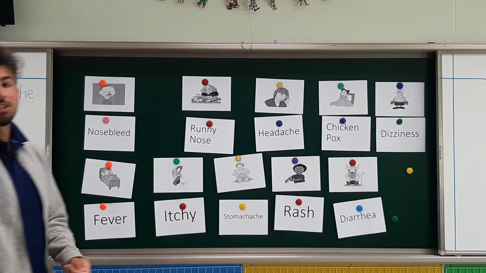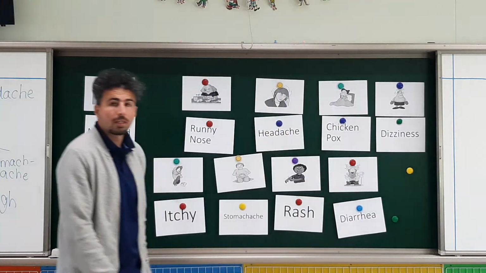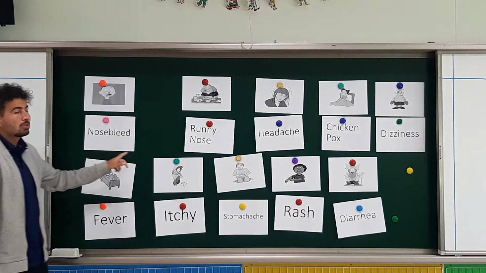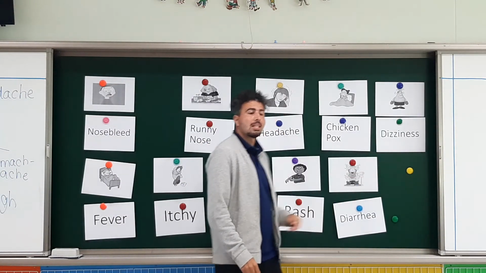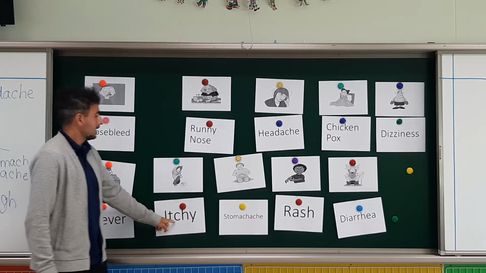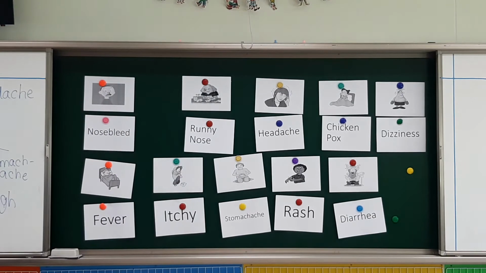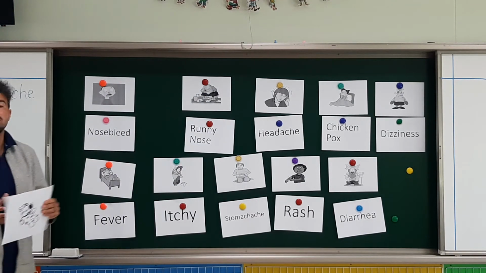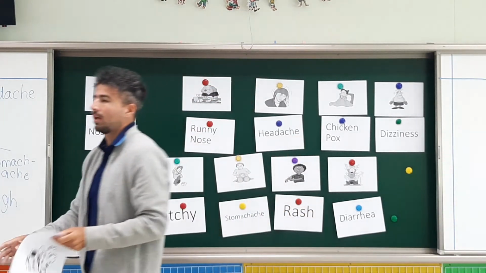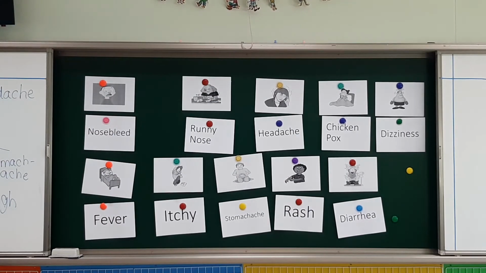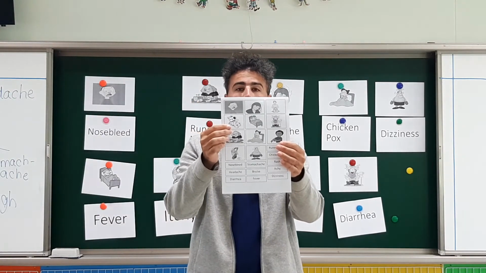So, you should have matched them already. Okay, and here they are on the board again. So, did you get them right? Nosebleed, runny nose, headache, chicken pox, dizziness, fever, itchy, stomachache, rash, and diarrhea. We also have bruise as well. Don't forget bruise. This one is bruise, okay? Well done if you got all of those in quick time. Good job, well done.